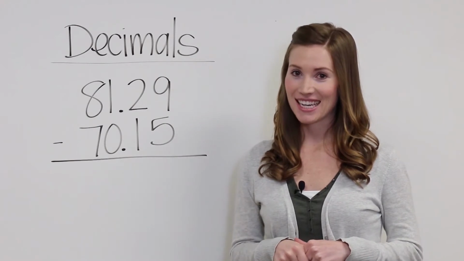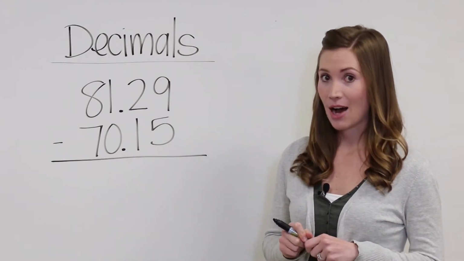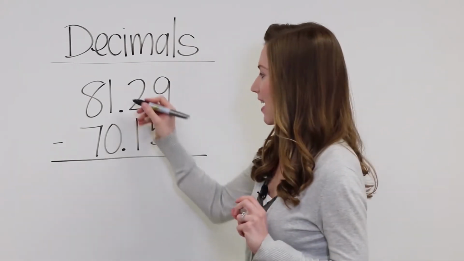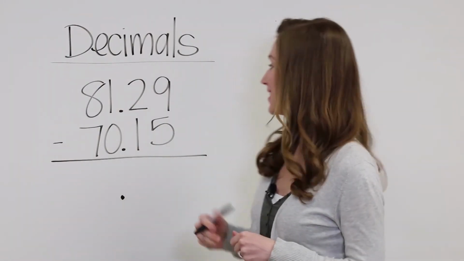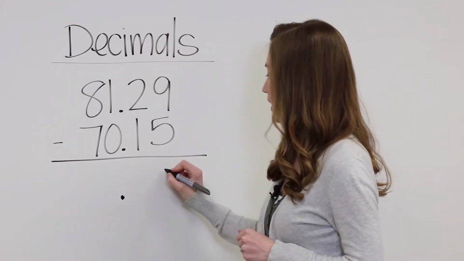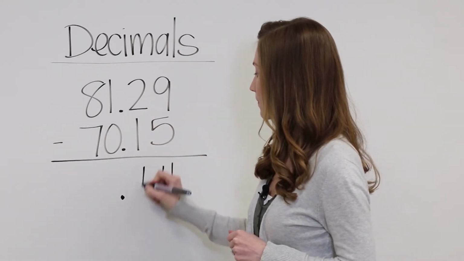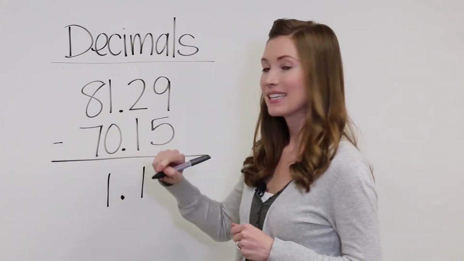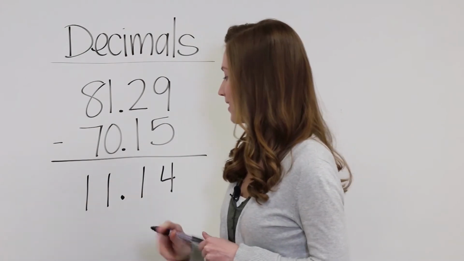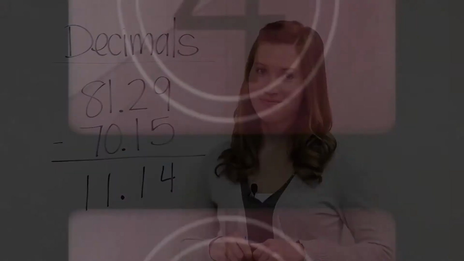Are you ready to subtract these decimals? Let's do it together. The first thing we need to do is bring down our decimal point. We don't want to forget about that guy. And then we're just going to subtract as usual. 9 minus 5 is 4. 2 minus 1 is 1. 1 minus 0 is 1. And 8 minus 7 is 1. Let's read our final answer together. 11 and 14 hundredths. Great job.